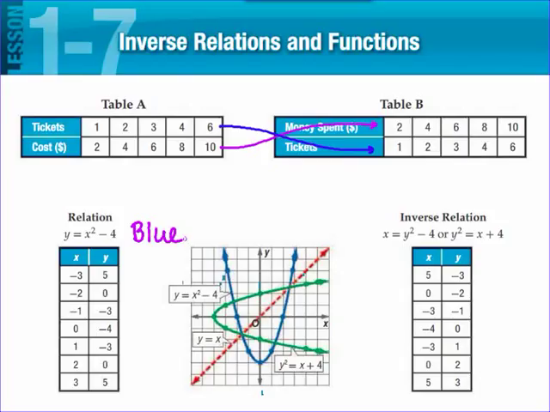What does the inverse correlate to? What do you think? The green? Yeah. The red line is kind of like a reflection line. If I have a function and its inverse relation, it's reflected along that red line. What type of graph is that red line? That is just x equals y, otherwise known as the identity function.